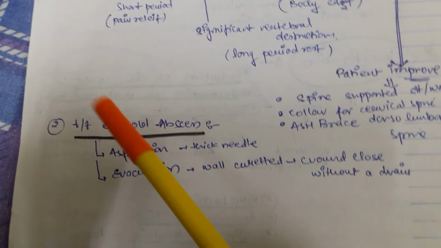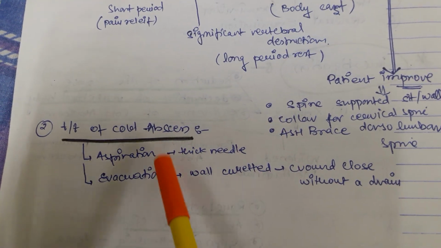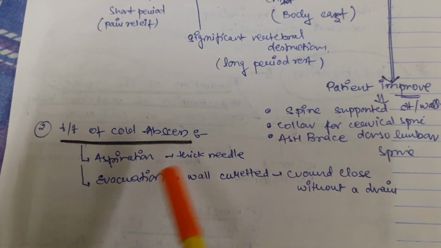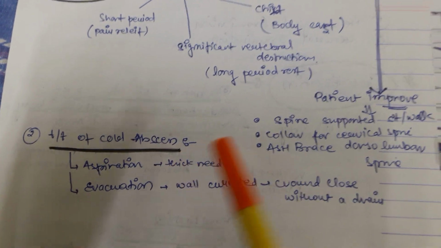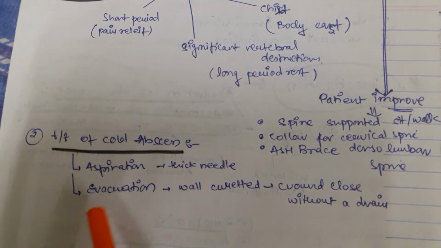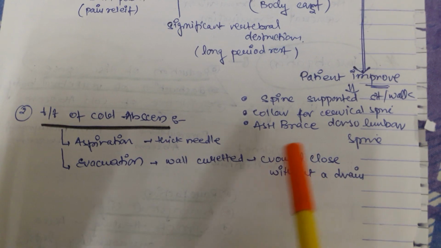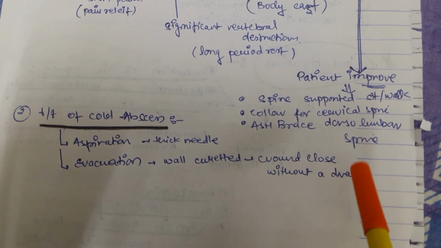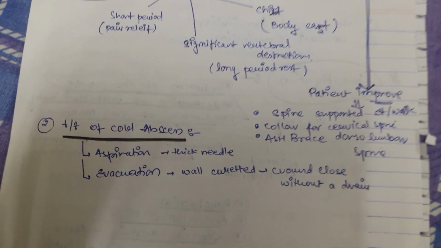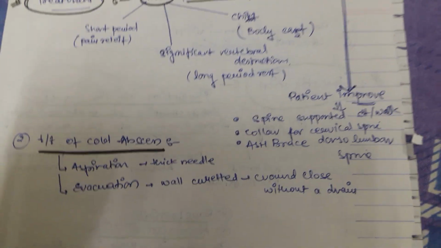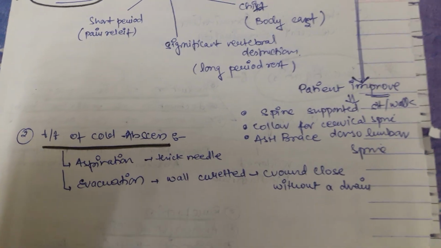Now after rest, you have to treat cold abscess, either aspiration with thick needle because thick caseous secretions are there, or evacuation, wall curetted and wound closed without a drain, and also ATT can be provided to a patient as this is a case of TB.